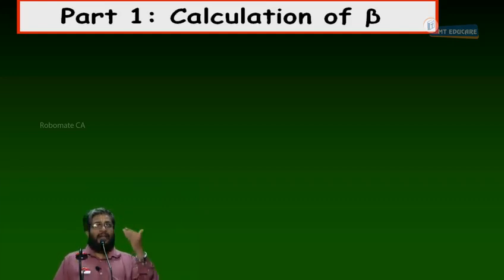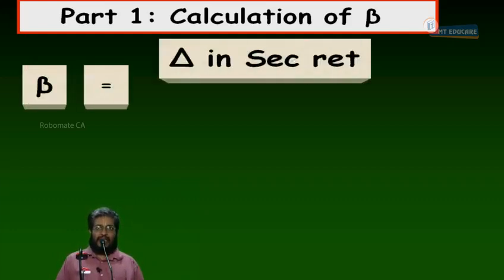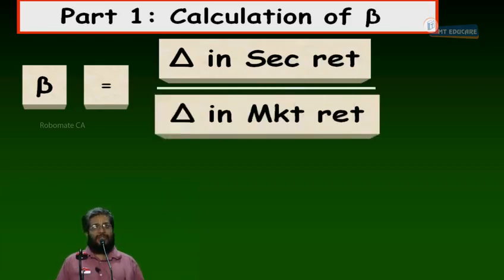Calculation of beta. Can we do it together? Tell me the formula first. Beta is equal to change in security return divided by change in market return. Which is equal to, what is the change in security return for A?